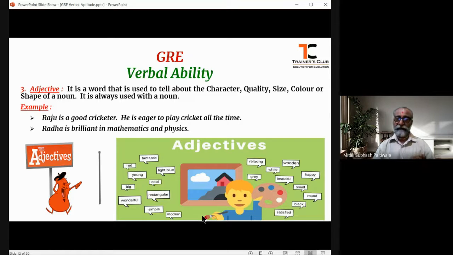In another sentence, you see, Radha is brilliant in mathematics and physics. In this sentence, brilliant is an adjective which tells about Radha that she is brilliant in mathematics and physics. So, this is how we frame a sentence to make it more effective or to give more beautification to the sentences.